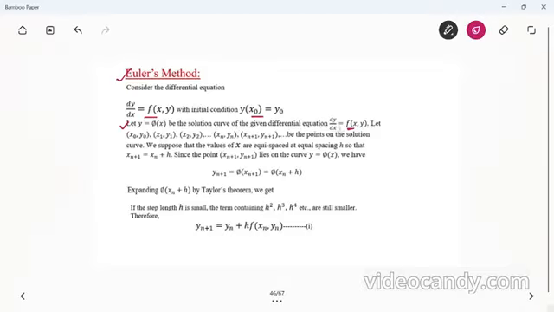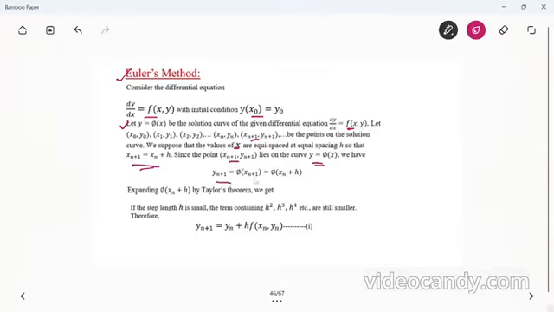on the solution curve. We suppose that the values of x are equispaced with equal spacing h, so that xn+1 equals xn plus h. Already this is known to us; for numerical methods we discussed it several times. Our points are equi-interval, so between two consecutive values of x, their difference should be the same. Since the point (xn+1, yn+1) lies on the curve y equals phi(x), we have yn+1 equals phi(xn+1), that means phi(xn plus h).